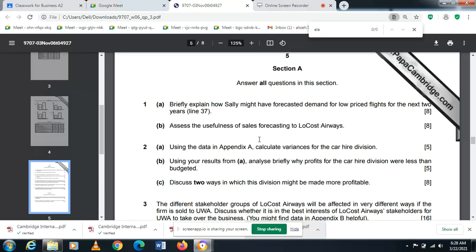The next question is discuss two ways in which the division might be made more profitable. Okay, might be made more profitable. Here the weightage is more, it's 8 marks. Let's see how you can write the answer to this.